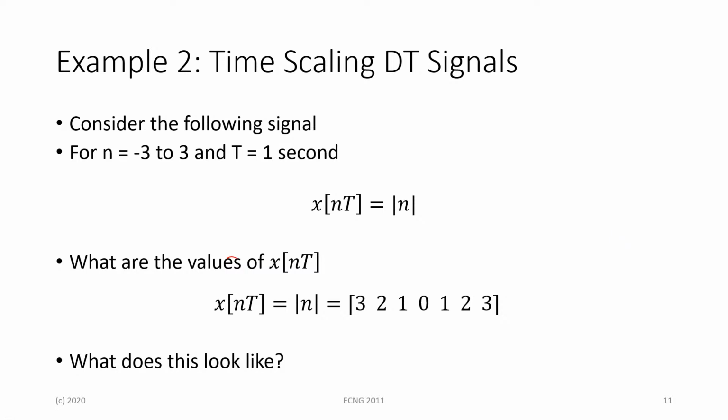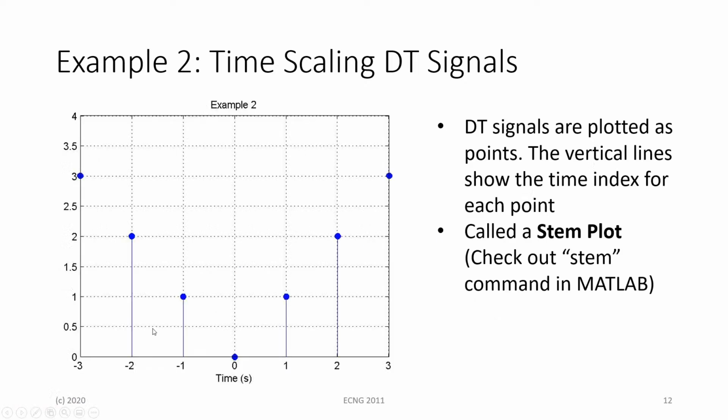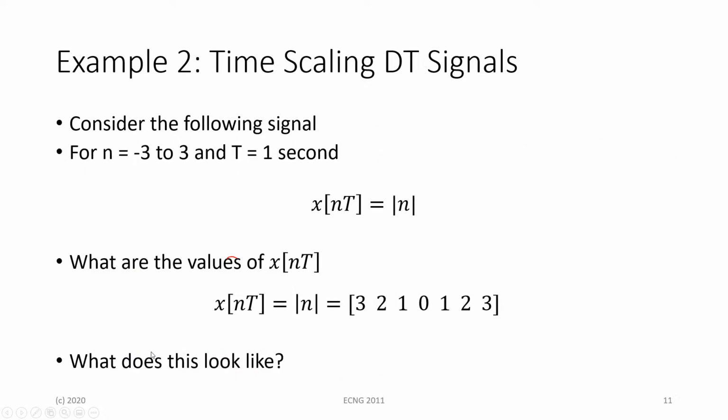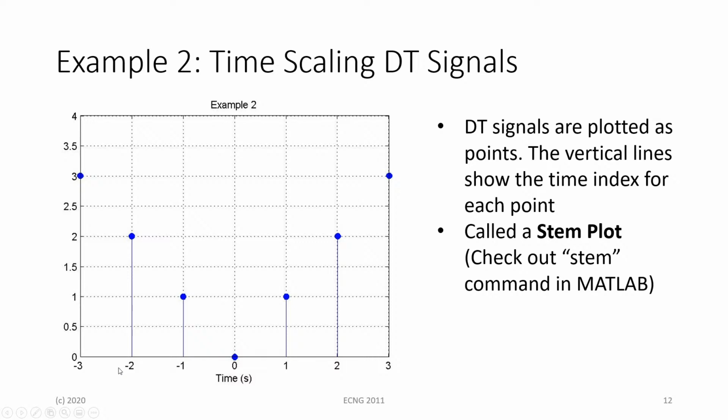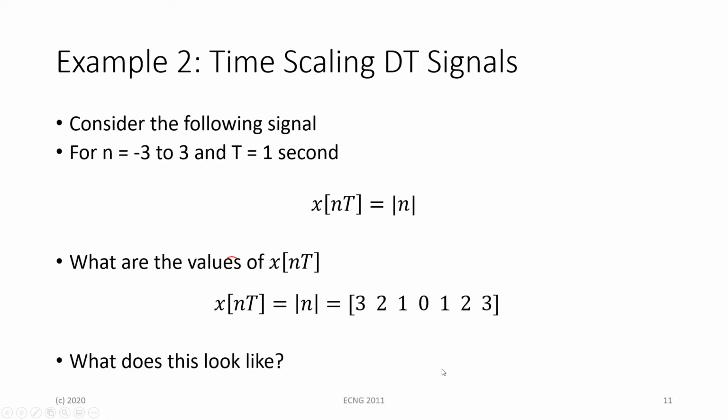Alright, so let's consider the following signal here for a discretized time signal, because we actually need to observe the effect on discretized time signals as well. So if we consider the following signal here of x of nt, okay, can't erase that. Alright, I'll fix the slides afterwards.